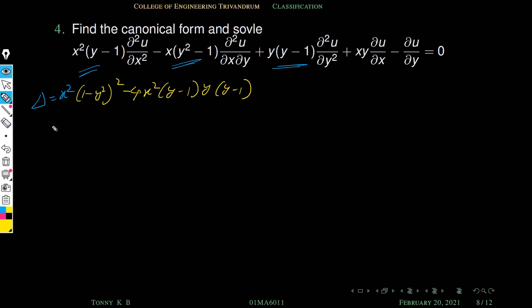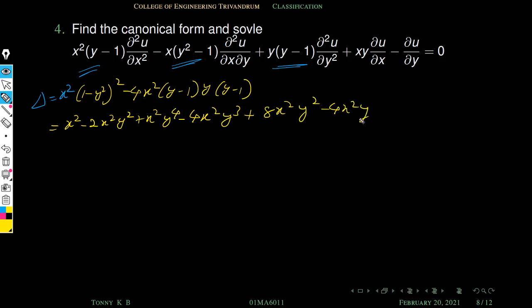We can expand this. If you expand this expression, we get like this: x square. You can expand this using (a minus b) whole square, otherwise expand here, then you can multiply. After simplification, this becomes x square minus 2x square y square plus x square y raised to 4 minus 4x square y cube plus 8x square y square minus 4x square y. After expansion, this is the expression.